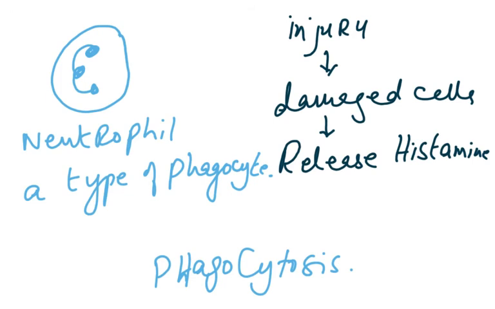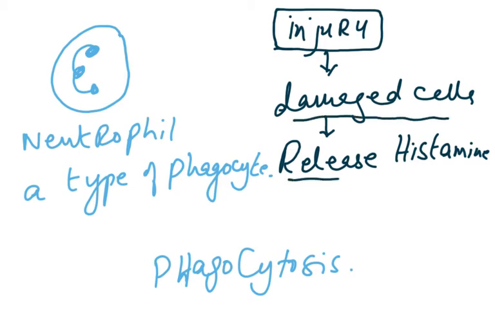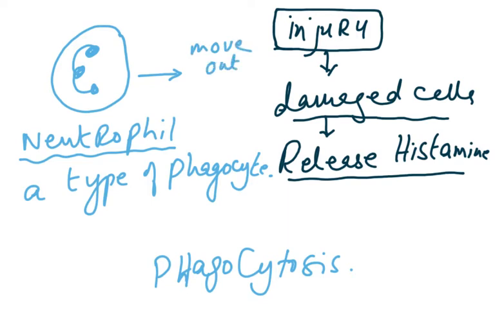First of all, we are going to study the topic on phagocytosis. In phagocytosis, first we've got to understand that whenever there's injury, like you cut yourself or something pricks you or a mosquito bites you, the body cells are damaged. They release a chemical which is called histamine. Now this histamine attracts a very important white blood cell, which is called a neutrophil. A neutrophil is a type of phagocyte, and this has the ability to move out of capillaries.